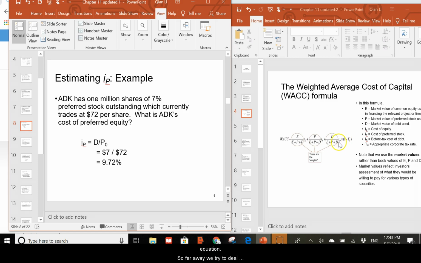So far, we've tried to deal with the cost of debt before and after tax. We tried to solve for the cost of preferred stock. And the next one we want to deal with is the cost of common equity. So we'll talk about the two approaches to estimate the cost of common equity in the next video.